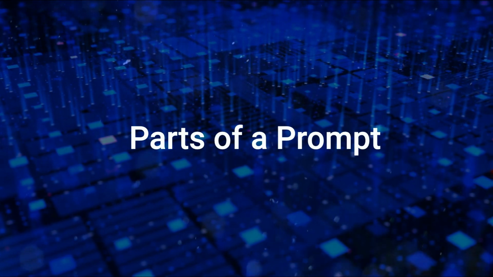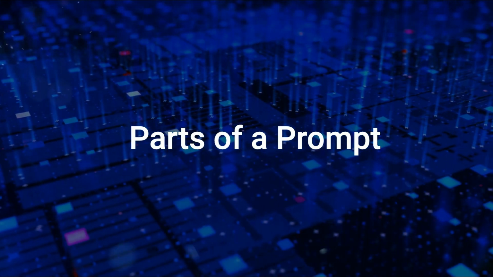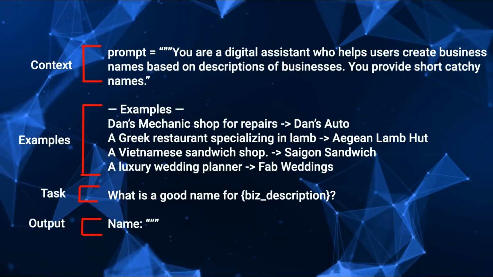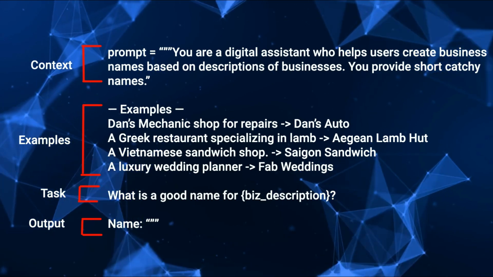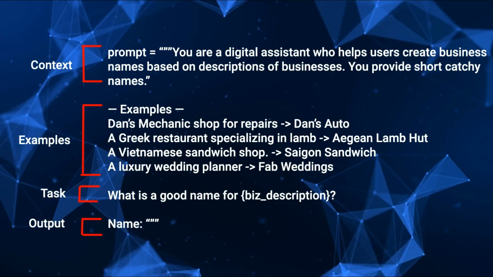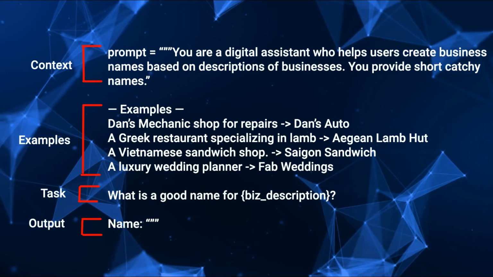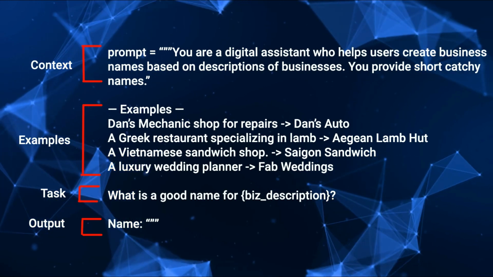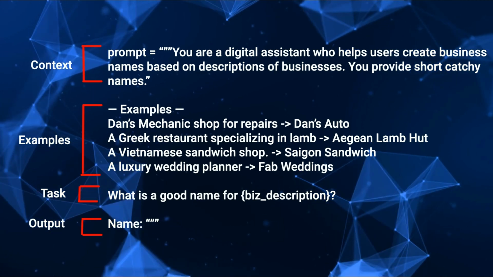So one of the key things is to know what the different parts of prompts are. Because what you will do in LangChain is build a prompt and inject different things in there. An example of this would be here, where we've got a simple prompt that starts off with a context. It tells the model that you're a digital assistant who helps users create business names based on descriptions of businesses. You provide short, catchy names. Then it gives some examples, and the examples in a special way. So it's basically giving them in a way that the model will then learn to generate, given this example, this would be an example of a short, catchy name. Then we can pass in the question or the task, and then we can prime it for the output here.